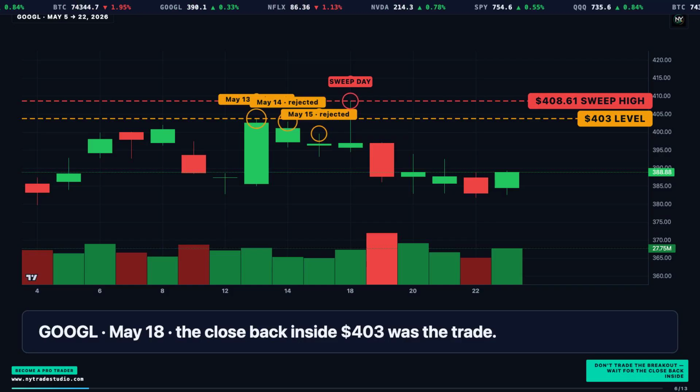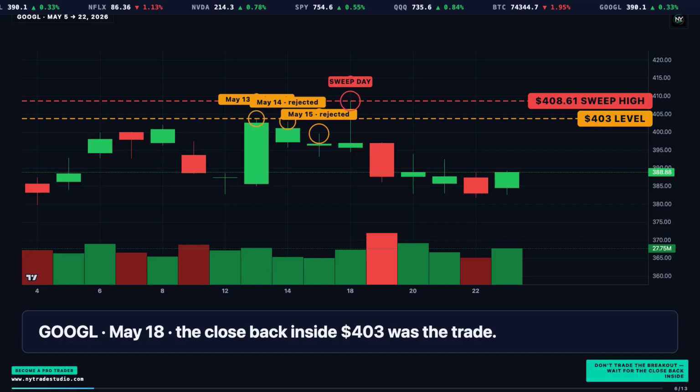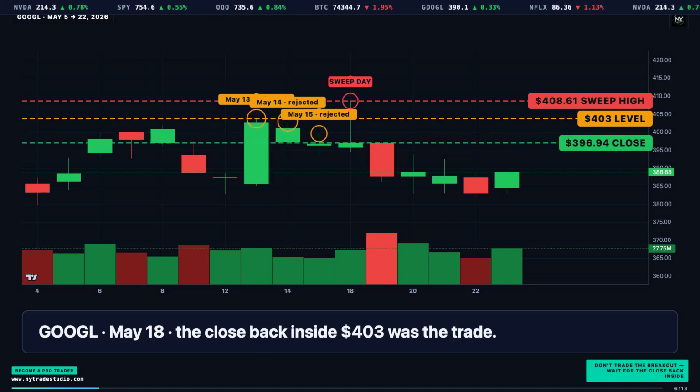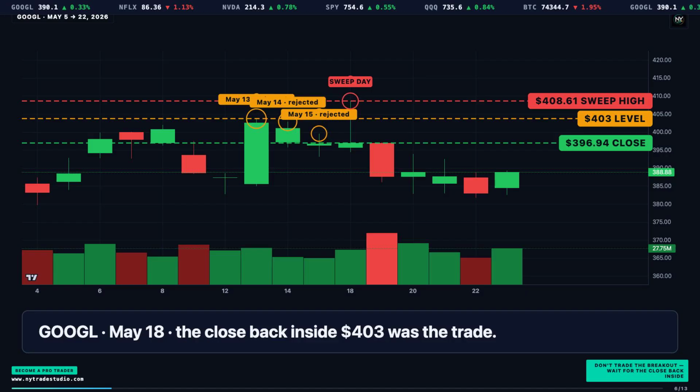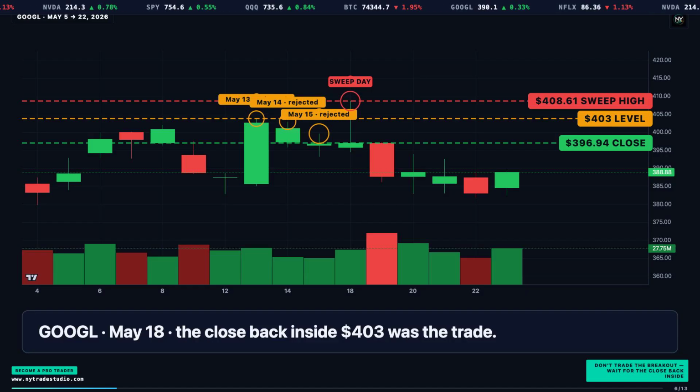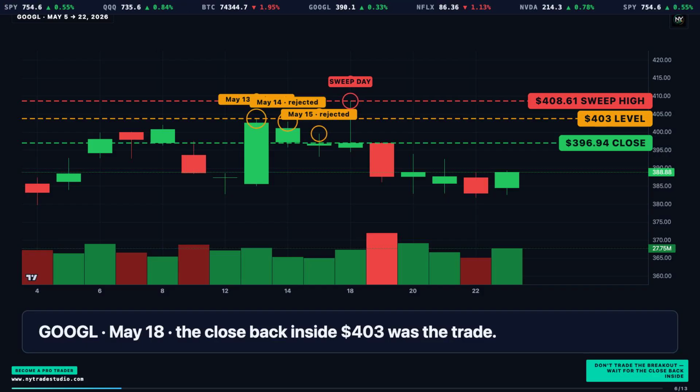Then, in the last 2 hours of the trading day, Google collapses, 398, 397, 396. It closes the day at $396.94. A $12 upper wick on a $1 body. The candle closes below the level it tried to break. That close is the entire trade. If you shorted Google at that close with a stop above 408, you risked $12 per share. Over the next 4 days, Google dropped $9 more. Anyone who bought the breakout at 405 gone in hours.